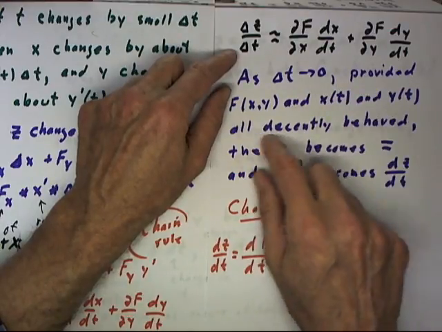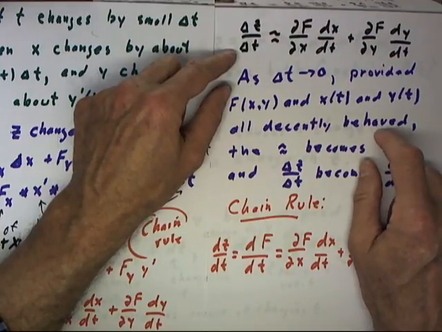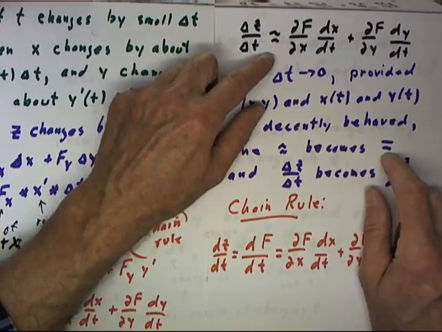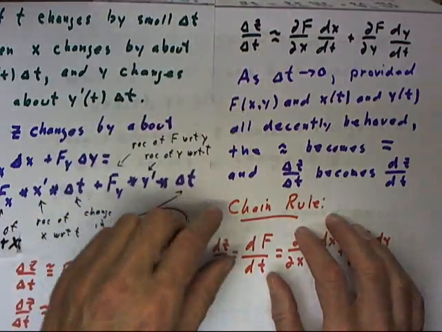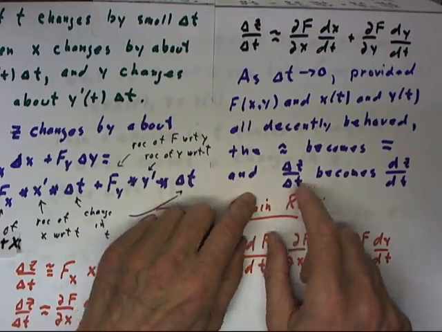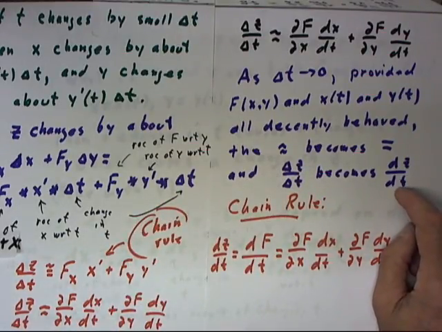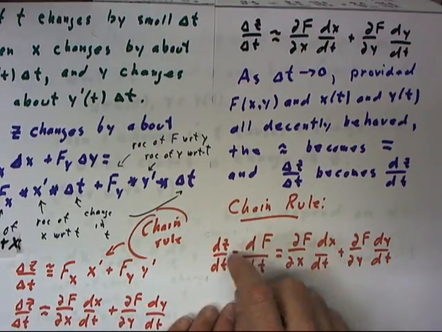For right now we'll just say as long as these functions behave decently, which most of the functions we've talked about do, then the approximation becomes equality in the limit as t approaches 0. And the delta z over delta t becomes dz dt. Now, we therefore can write the chain rule.